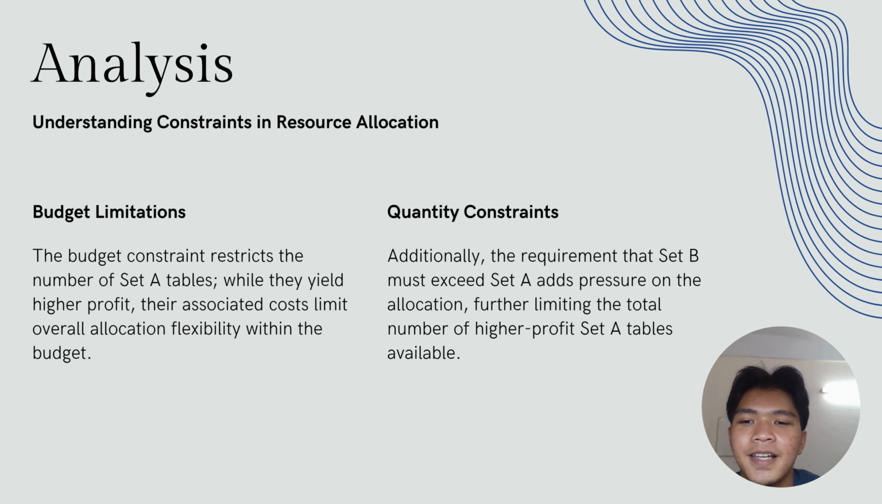Now, let's analyze the constraints that affect the final solution. First, the budget limitation. Set A is more profitable, but also more expensive. So, the budget restricts how many of these sets we can buy. Second, the quantity constraint. There is a rule that the number of set B must be greater than the number of set A. These restrictions make the problem more realistic and help us see the balance between profit and practicality.